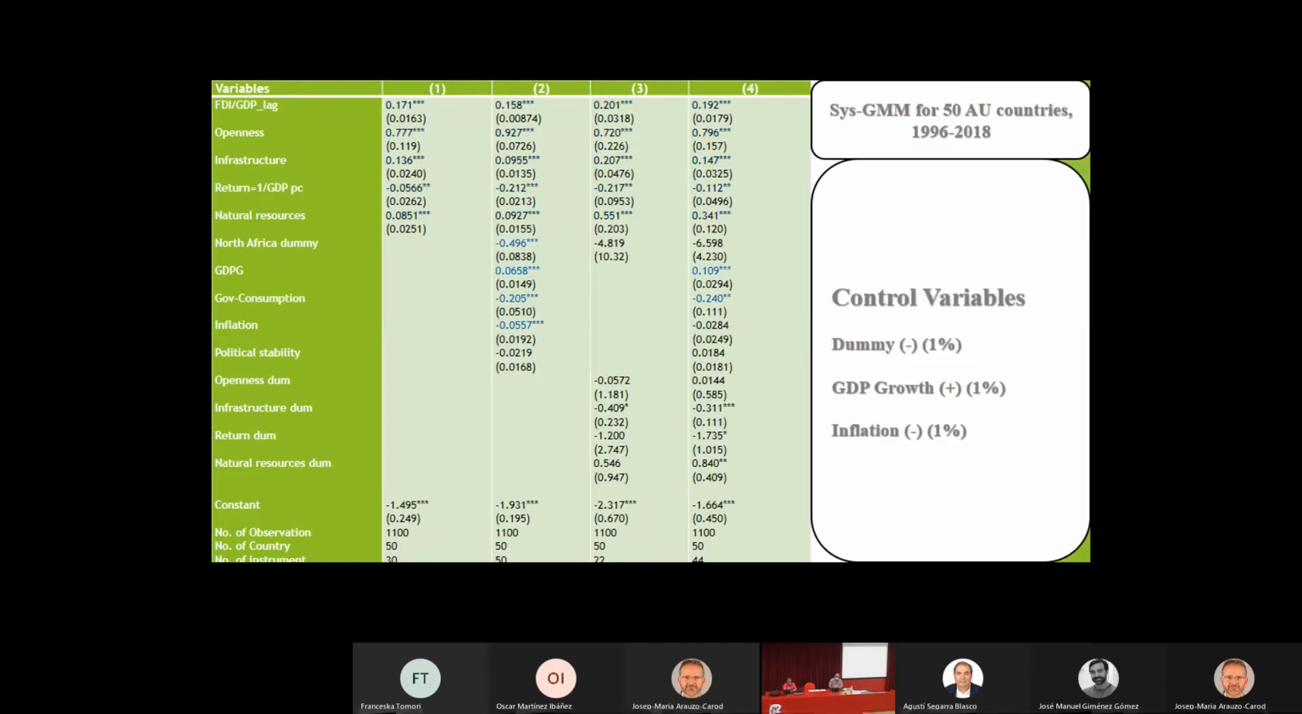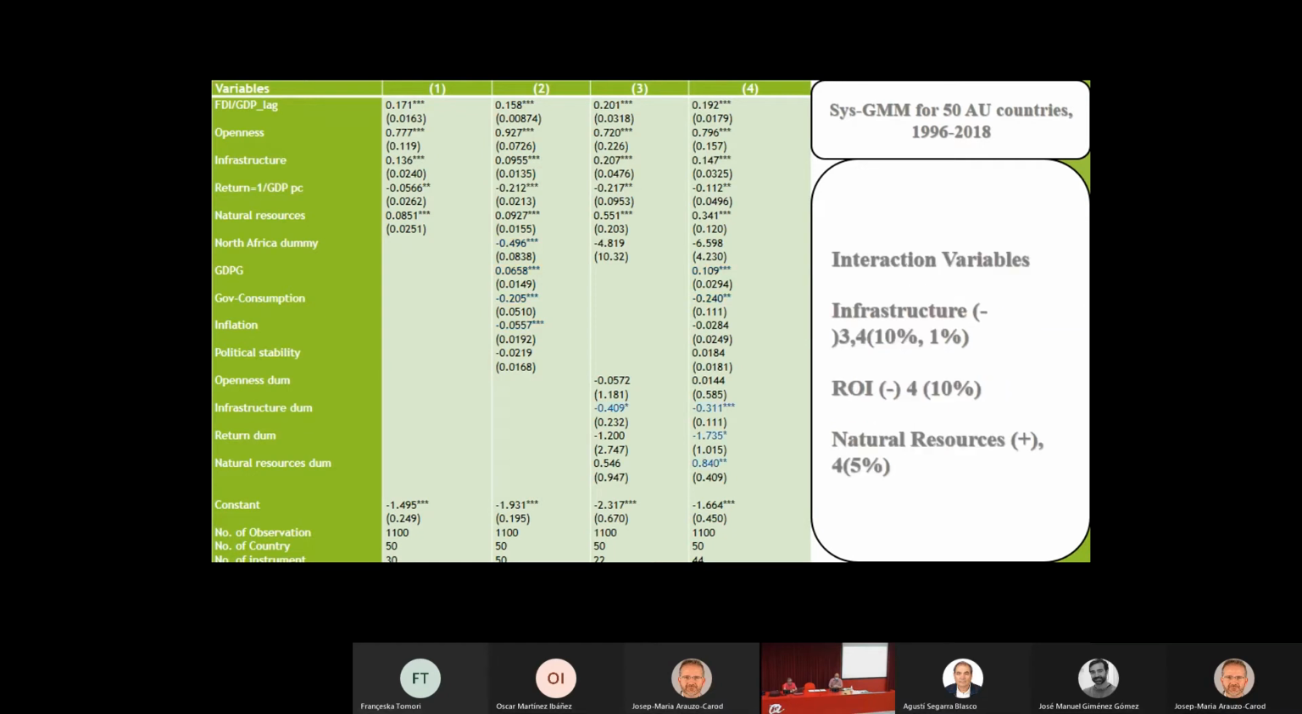The second slide shows the control variables. Dummy here is negative at 1%. GDP growth is positive at 1%. Inflation is negative at 1%. The third slide shows the interaction variables, that is, the changes between before and after, before North and others.